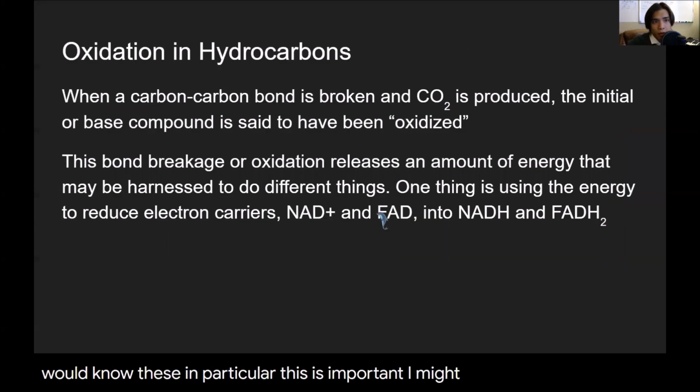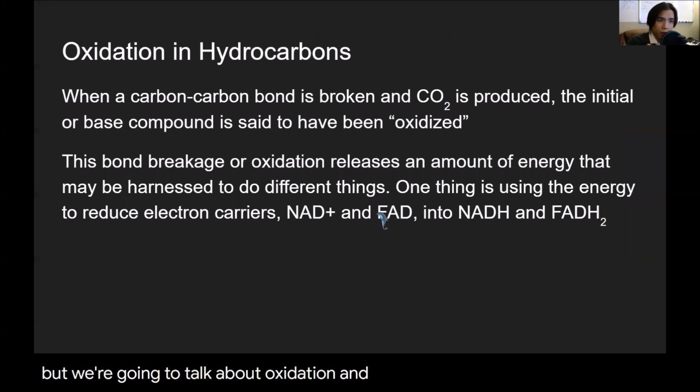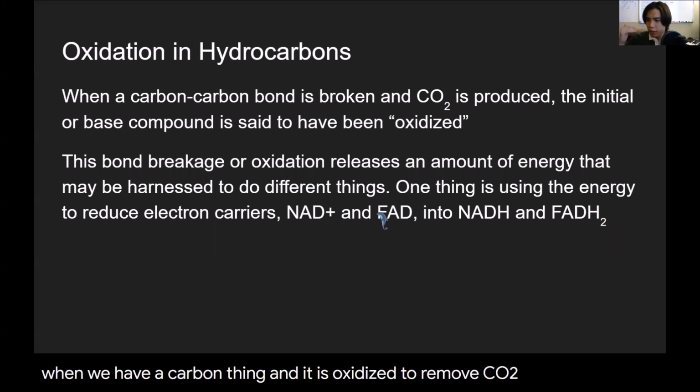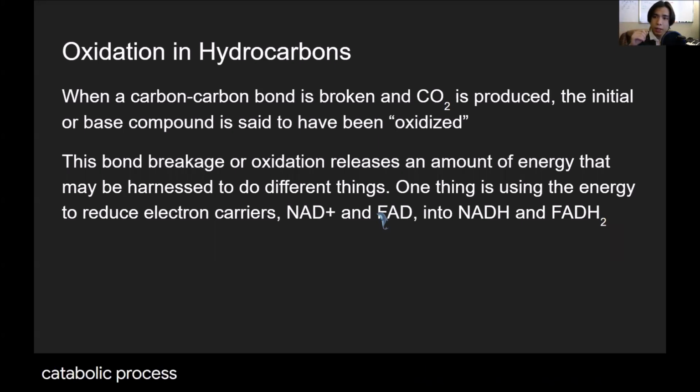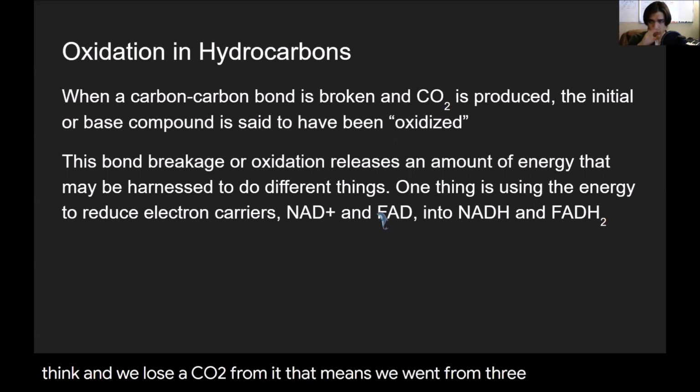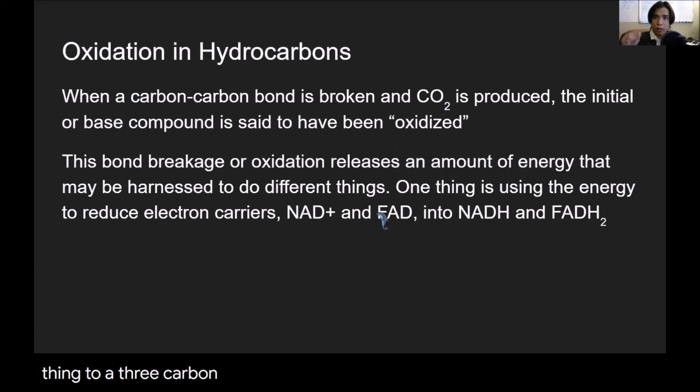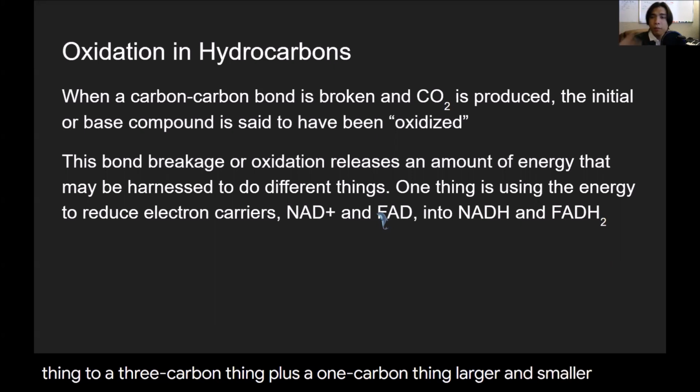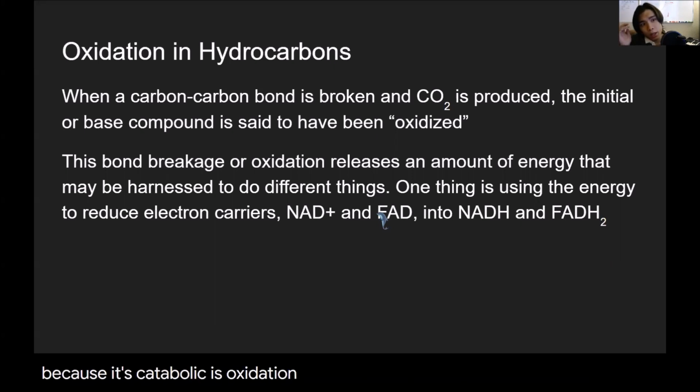This is important. I might have covered it before, but we're going to talk about oxidation in hydrocarbons. So if you think about it, when we have a carbon compound and it is oxidized to remove CO2, this was a catabolic process. Let's say that we have a 4-carbon compound and we lose a CO2 from it. That means we went from a 4-carbon compound to a 3-carbon compound plus a 1-carbon compound. That is catabolic, larger into smaller, and oxidation releases energy.